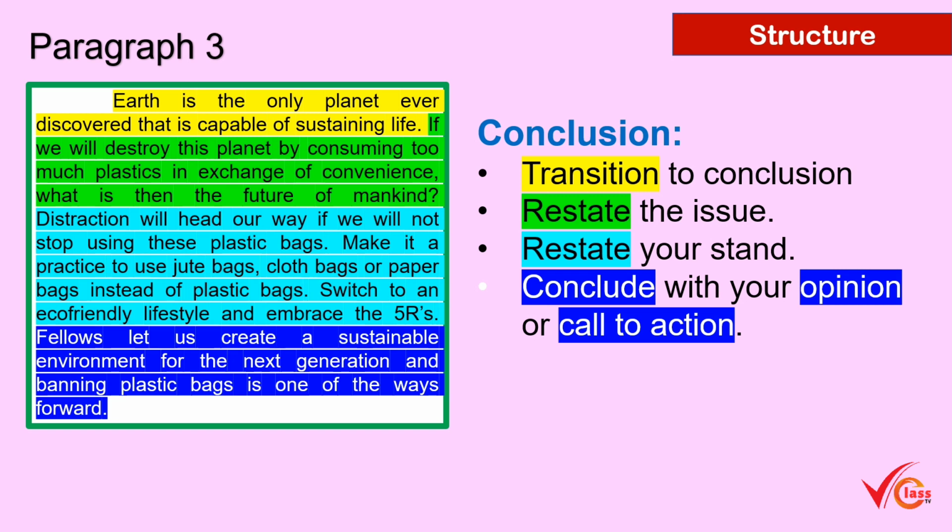Make it a practice to use jute bags, cloth bags, or paper bags instead of plastic bags. Switch to an eco-friendly lifestyle and embrace the 5 R's. Then you have the conclusion. So you are going to have your opinion concluded with the call to action. So when you say, fellows, let us create a sustainable environment for the next generation, and banning plastic bags is one of the ways forward. That is a way of convincing others to do the same thing that you are asking. And that is to create a sustainable environment for the next generation.